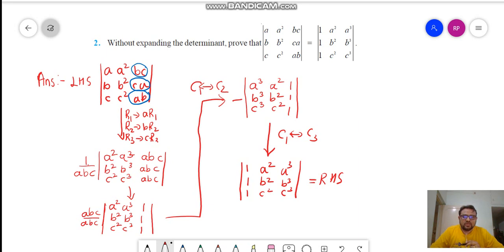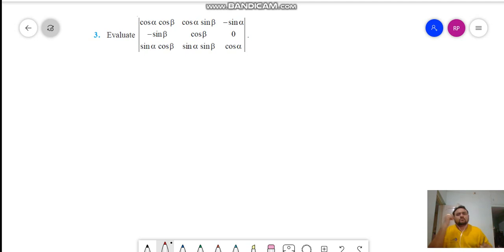Now let's move to the next question. Next, question number 3. Evaluate the determinant with rows: cos alpha cos beta, cos alpha sin beta, minus sin alpha; minus sin beta, cos beta, 0; and sin alpha cos beta, sin alpha sin beta, and cos alpha. Okay, so this is question number 3. So let's solve it.